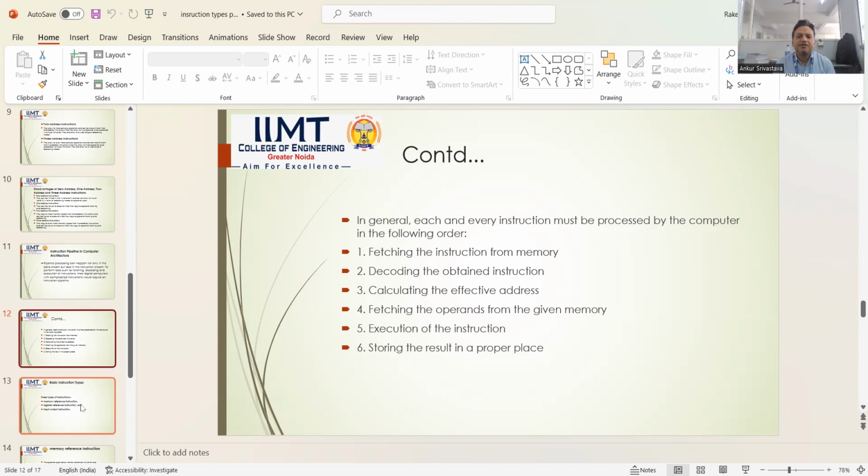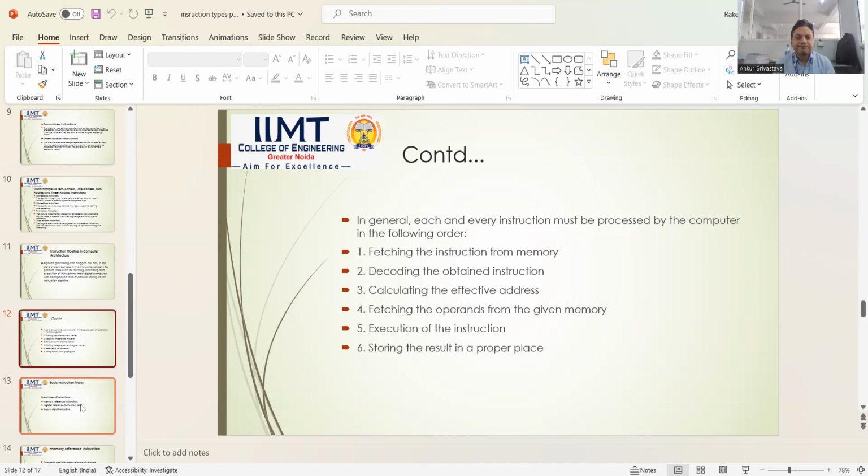Fourth is fetching the operands from the given memory. In the first part you have just fetched the instruction. No operands are there. You have just got the instruction that we have to add two numbers. In the fourth part, it is fetching the operands from the given memory. The instruction given previously was C is equal to A plus B. The instruction was to add two operands. Now, what are the operands? A and B are the operands. These are also taken from the memory, that means it is provided that these operands are here.